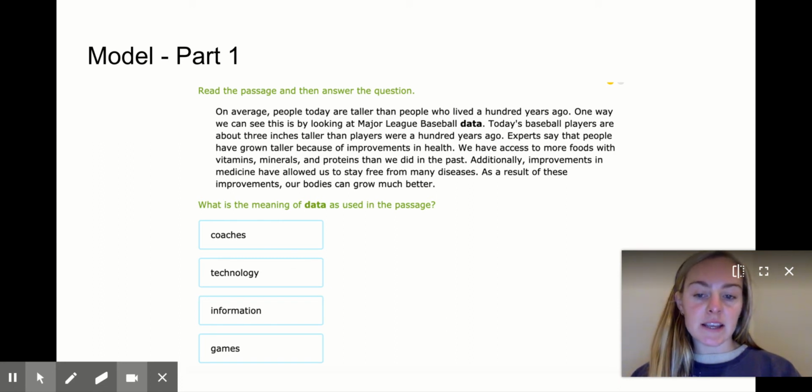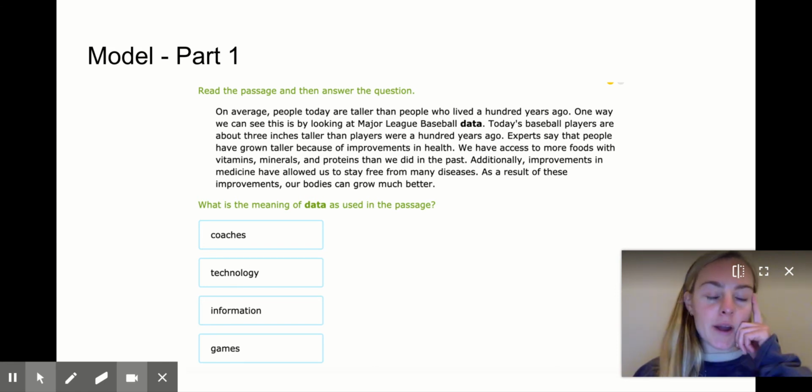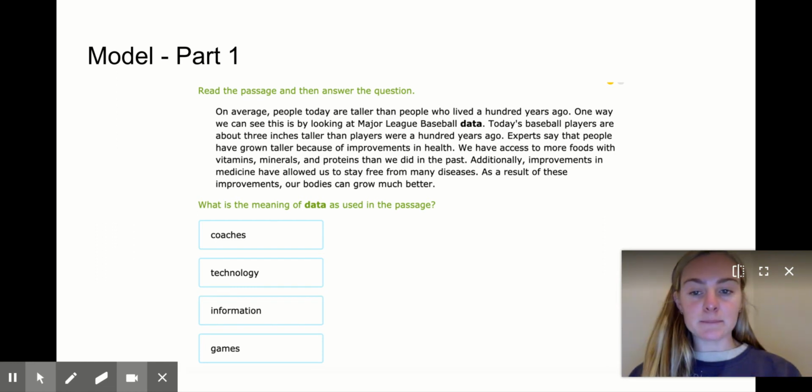The question is asking, what is the meaning of data as used in the passage? So we need to use our context clues to figure out what the meaning of data is. When we use our context clues, we need to look at usually the sentence either before or the sentence after to help us identify the meaning of the word. So I'm going to go ahead and reread the sentences before and after the word data.